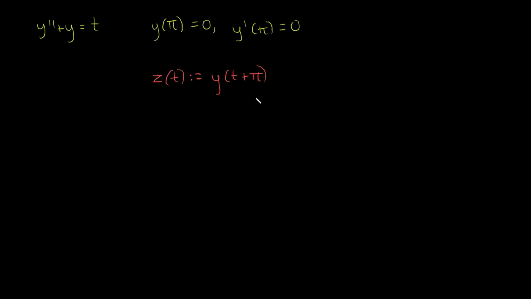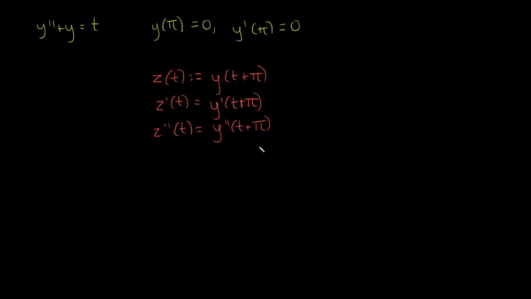Alright, well, if we're going to be plugging this in, we need some expressions also for what z's derivatives are going to be. So z'(t) is just going to be y'(t + π). No chain rule necessary. It's a weird plus. z''(t) is going to equal y''(t + π).